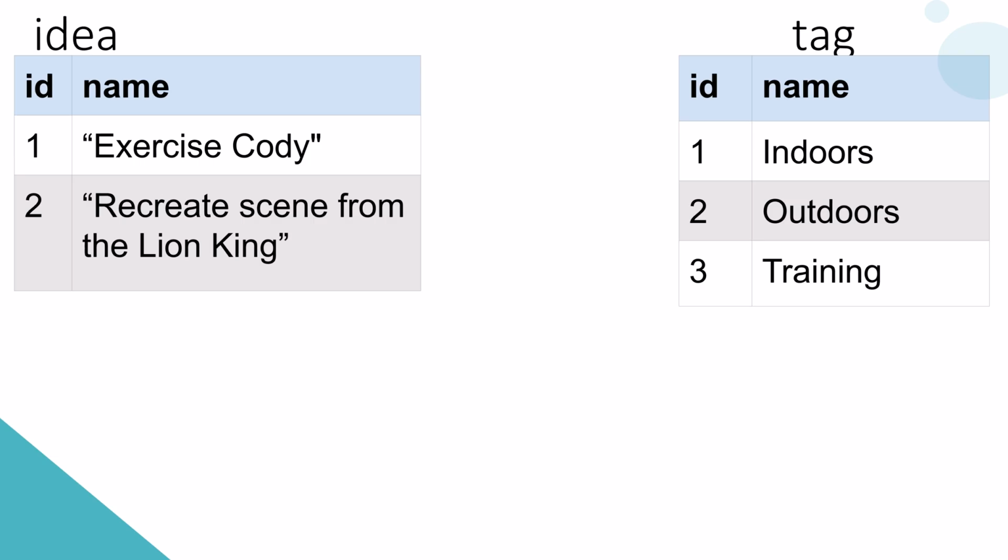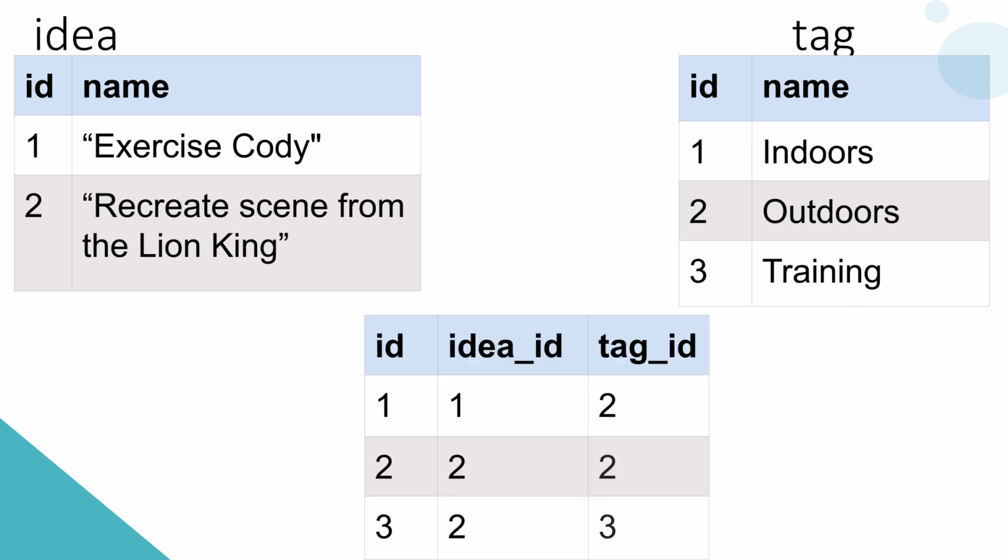She could create a tag table with all the tags that she wants to use for filtering, but that doesn't help her yet. The two tables don't relate to each other. She would need to create a join table, an idea tags table, that stores the IDs of the database entries that relate to each other, hence the name relational database.